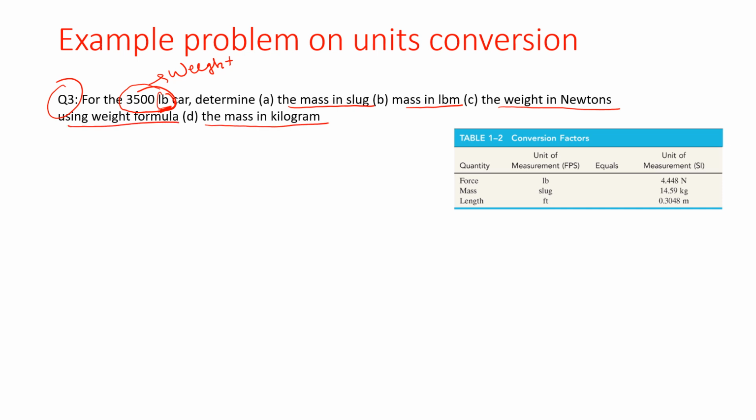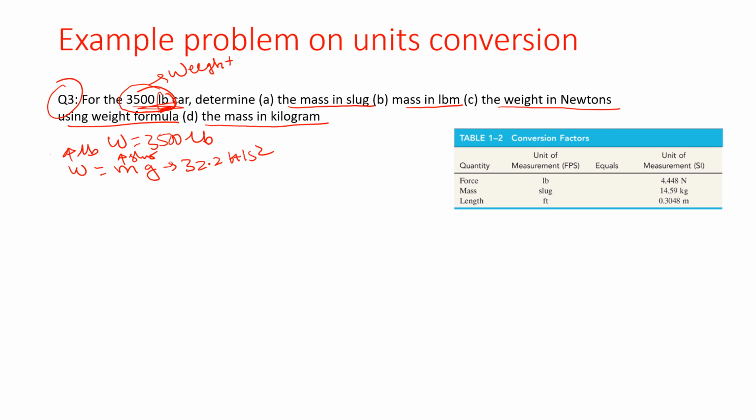So again, start with the basic weight equation. Here the weight is given as 3,500 pounds. So this is given. We know weight is mass multiplied by acceleration due to gravity. The weight given here is in pounds, so the mass has to be in slug, and this acceleration due to gravity is in feet per second square, which is 32.2 feet per second square.